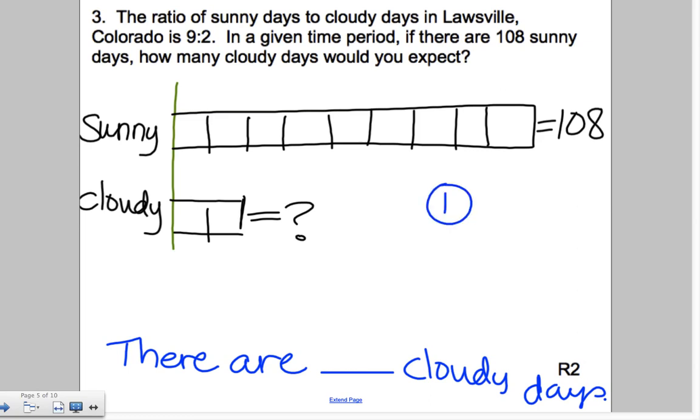Now this time, we don't know the total number of days, do we? We don't know the total number of sunny and cloudy days we're talking about, correct? Okay, so they don't give us the total this time. They give us a part, which is the cloudy day part of the ratio. So how could we use that to help us fill in the box? How could that help us, Richard? What could we do?